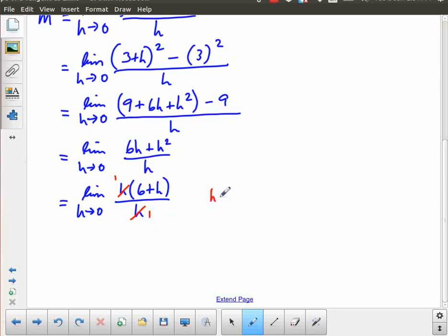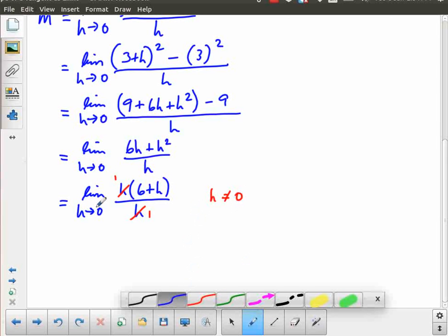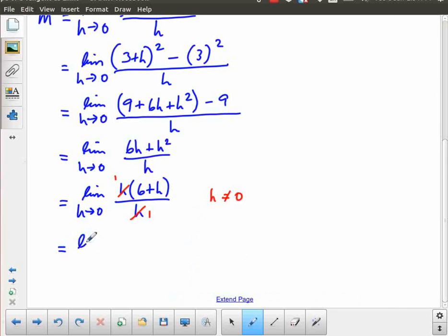Now we know that, of course, that means that h cannot be equal to 0. But I'm not setting h equal to 0. I'm saying what happens when h gets close to 0. So this is the limit as h approaches 0 of 6 plus h. But what is the limit as h approaches 0 of 6 plus h? It quite obviously is equal to 6. So the slope of my tangent line in this case is equal to 6. It is equal to exactly 6. This is not an estimate. It is exactly 6.